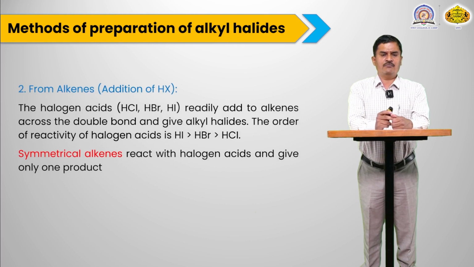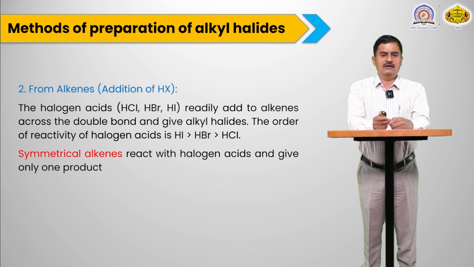Then the second method is from alkenes or from alkynes, means the addition reaction. Carbon-carbon double bond, when it adds HX, means the halogen acids, then gives the corresponding alkyl halides.